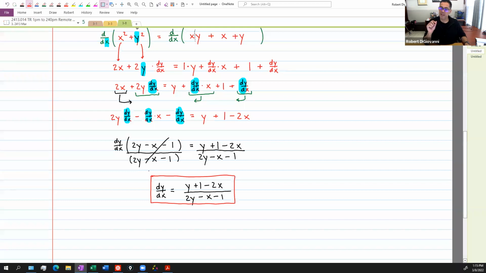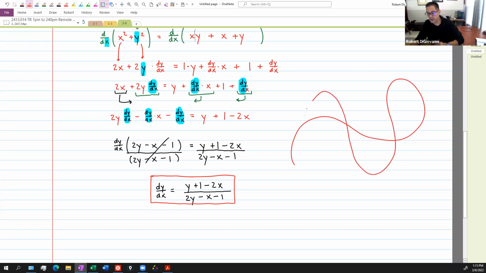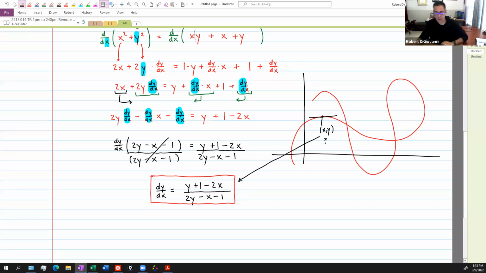So let's not lose sight of what this means. It means whatever this curve looks like, okay? And remember, these implicit curves don't have to be functions, right? They can fail the vertical line test. This says that if I want to go to some point on this graph, let's say here, and I want to know the slope of the tangent line, then what I need to do is just figure out what this x and y coordinate are. Once I know that x and y, I can plug it into here, and that will generate the slope of that tangent line right there. Right? That's what that's saying.